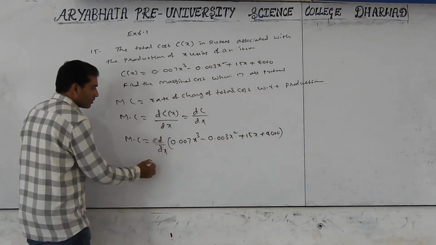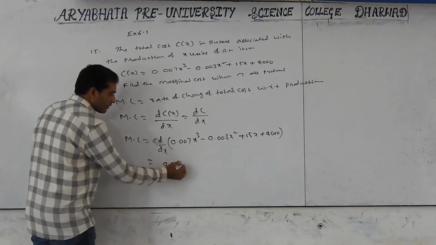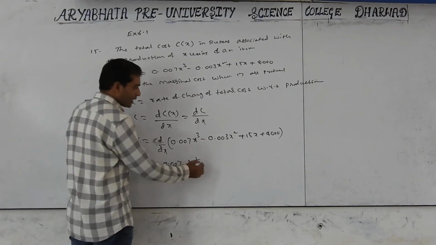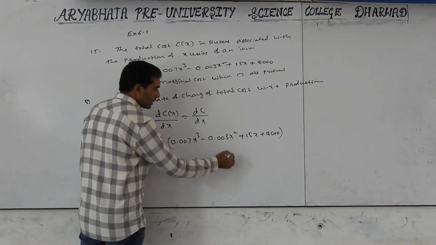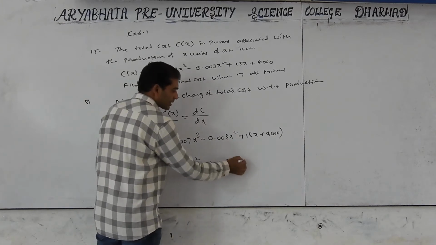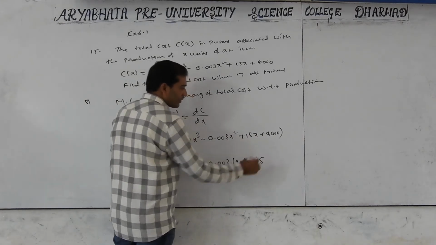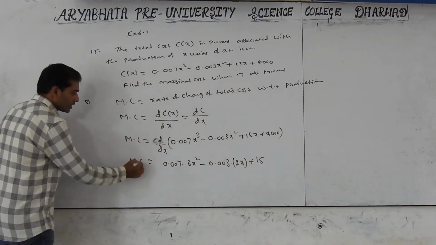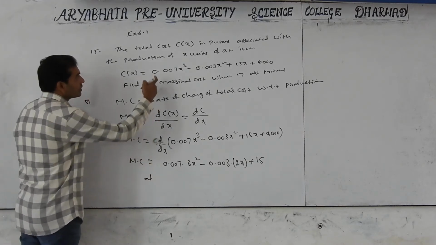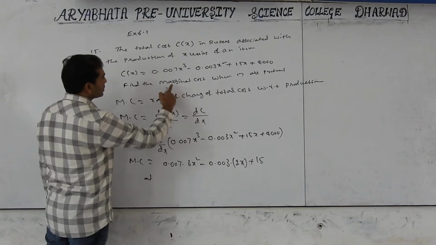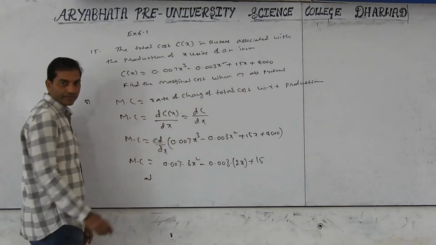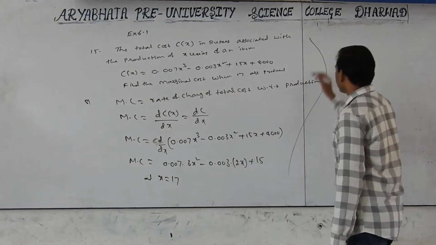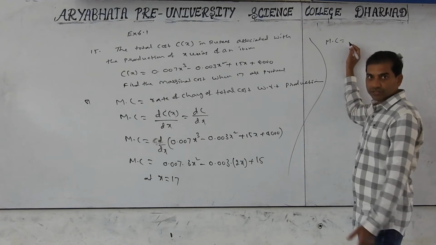Okay, now 0.007 into x cube, differentiation is 3x square, minus 0.003 into x square, differentiation is 2x, plus 15x, derivative is 15. 4000 derivative is 0, constant. This is marginal cost. At x equal to 17, the marginal cost is MC.